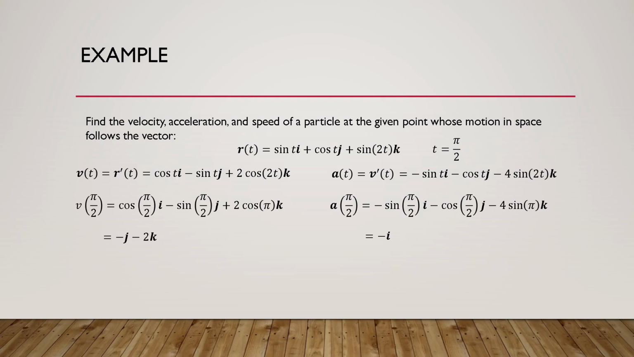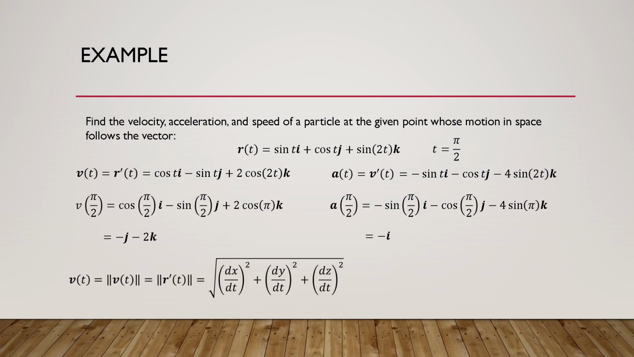Speed equals the magnitude of the velocity vector, or the magnitude of the first derivative of r of t, or the square root of (dx/dt) squared plus (dy/dt) squared plus (dz/dt) squared, which equals the square root of negative 1 squared plus negative 2 squared, which equals the square root of 5.